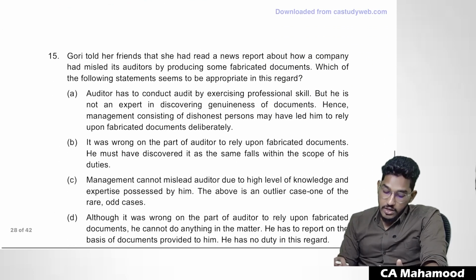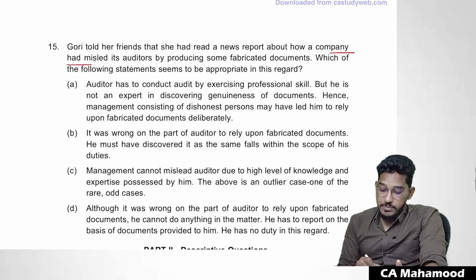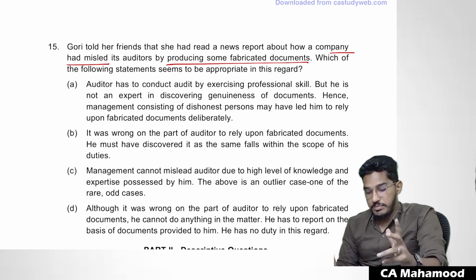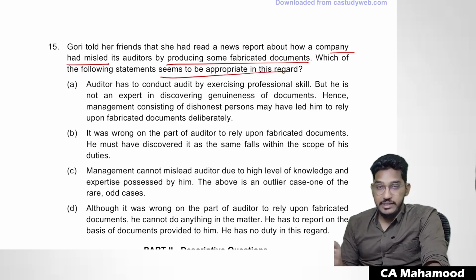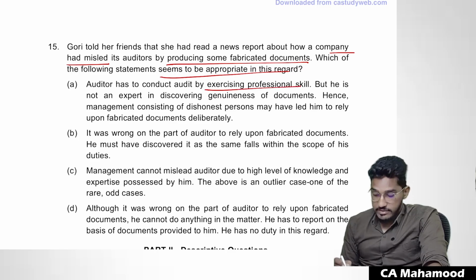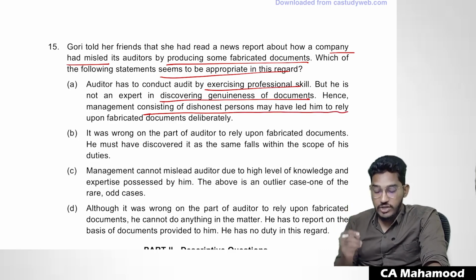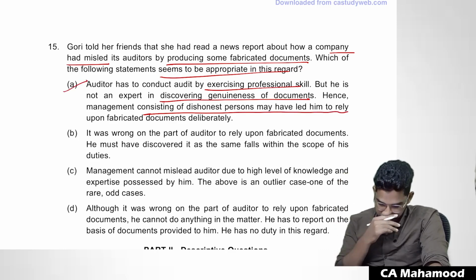Next. Gauri told her friends that she had read a news report about how a company has misled its auditor by producing some fabricated documents. Fabricated in the sense manipulated documents. Which of the following statements seem to be appropriate in this regard? Auditor has to conduct audit by exercising professional skill. Yes. But he is not an expert in discovering genuineness of the documents. Yes. Hence, management consisting of dishonest persons may have led him to rely upon fabricated documents deliberately. Yes. This statement is correct in every aspect.